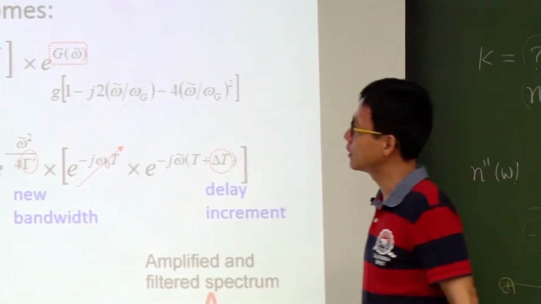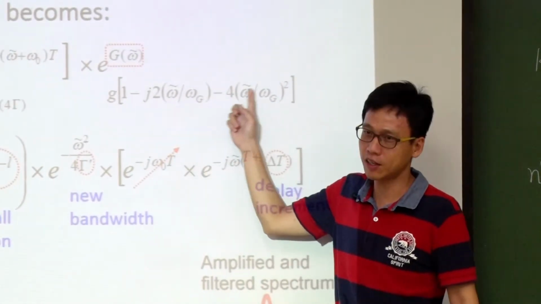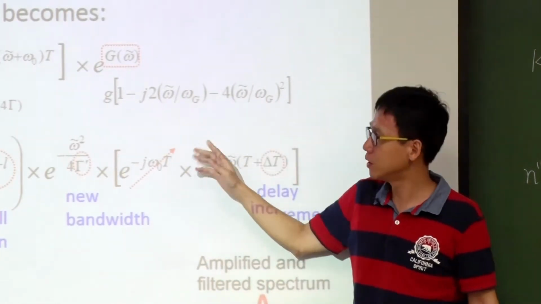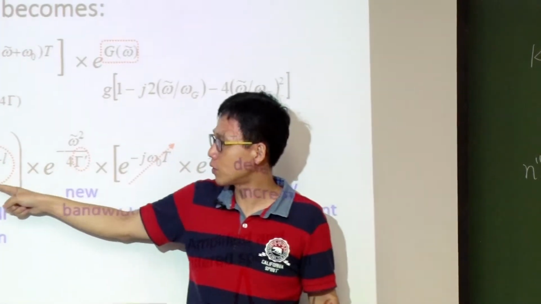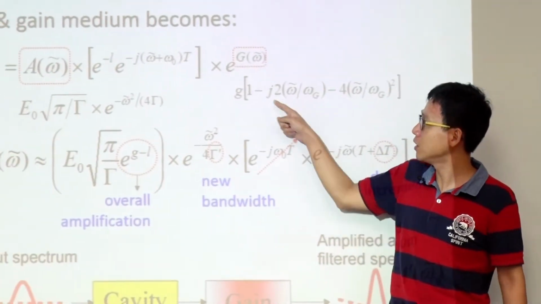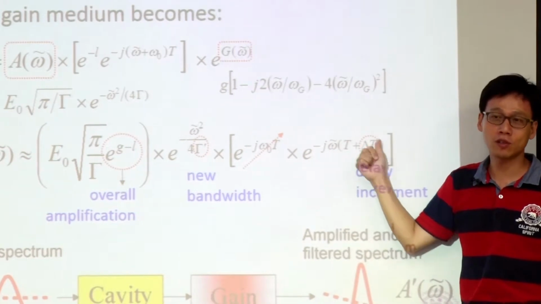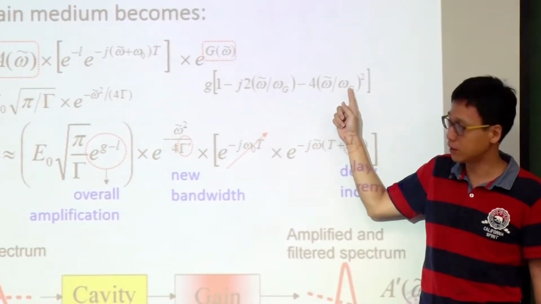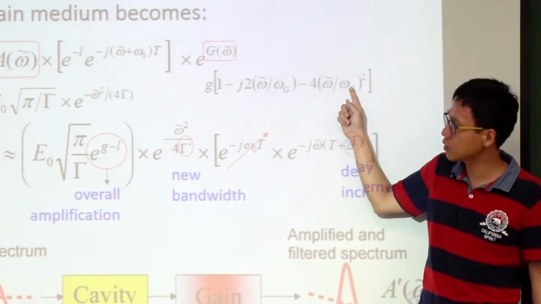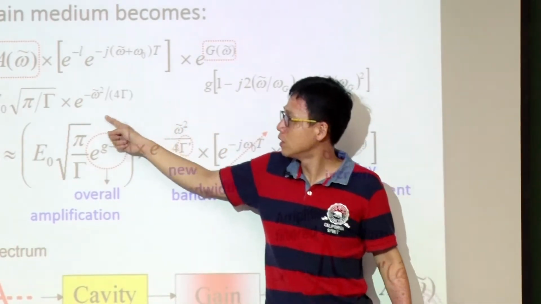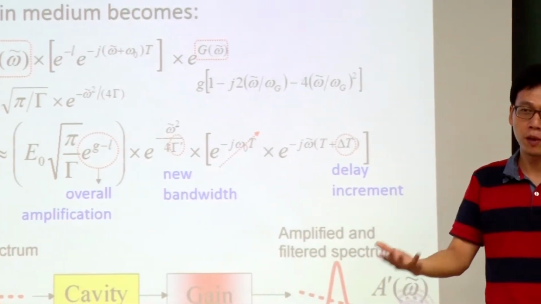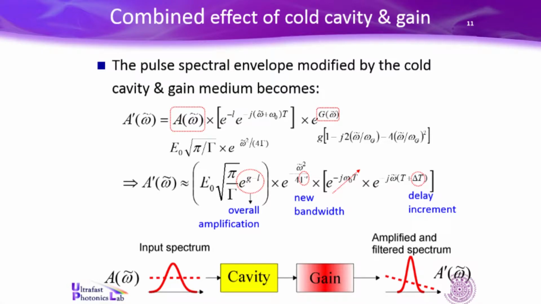And if you do that, you have 3 terms, right? Constant term, linear term, quadratic term. Each term is meaningful. The constant term gives you overall amplification. The linear term gives you extra delay due to the gain medium. The quadratic term contributes a Gaussian function which can be combined with the original Gaussian function. You get a new Gaussian, a new bandwidth. Still a Gaussian, but with a new bandwidth. Okay, that's it.